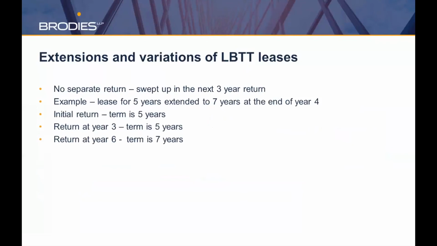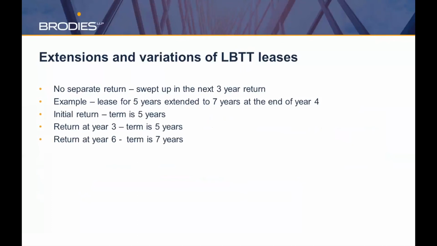So, for example, a 5-year lease, in its initial return, the term is 5 years. When you do your 3rd year return, you'll still be calculating the term on the basis of 5 years. But when you get to year 4, let's say, the parties agree to extend the lease to 7 years. You don't do a termination return at the end of year 5. Instead, you just do an extra 3-yearly return at the end of year 6, but assuming a 7-year term.